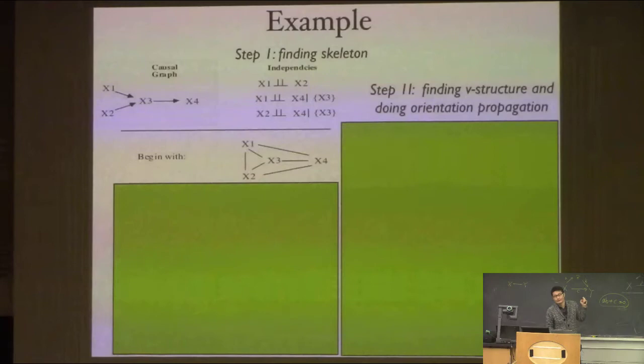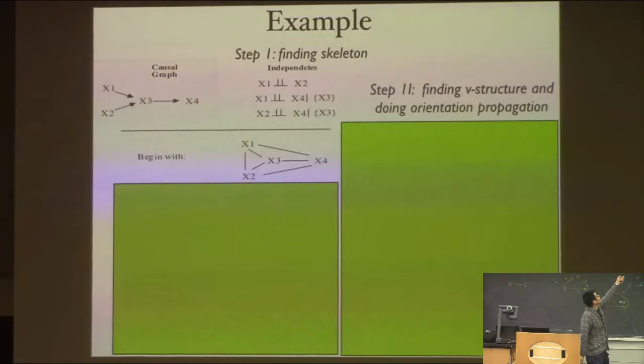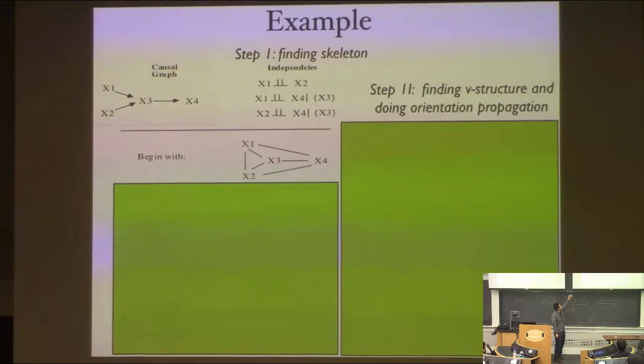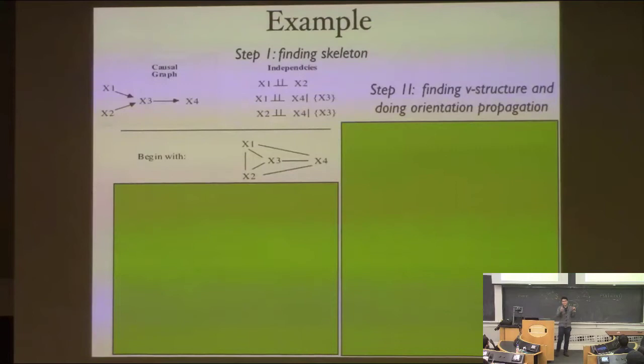Over here, this is the underlying causal graph. We observe data generated by this graph. We have four variables, 1, 2, 3, 4. First of all, from data, we can find the independence relations. In this particular case, according to the Markov condition, it's not surprising that we find independence between 1 and 2, conditional independence between 1 and 4 given 3, and conditional independence between 2 and 4 given 3.